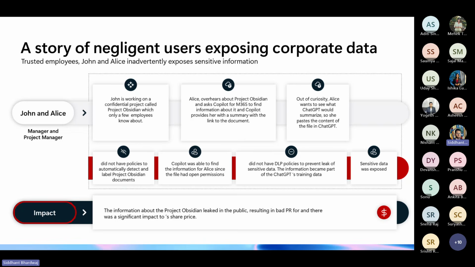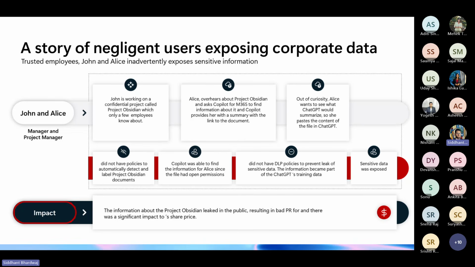The Copilot did provide her a summary, which was linked to some documents that she had access to. Out of curiosity, she now goes to ChatGPT and pastes this whole data, which was found by her, into ChatGPT itself. Now, what went wrong in this particular situation?